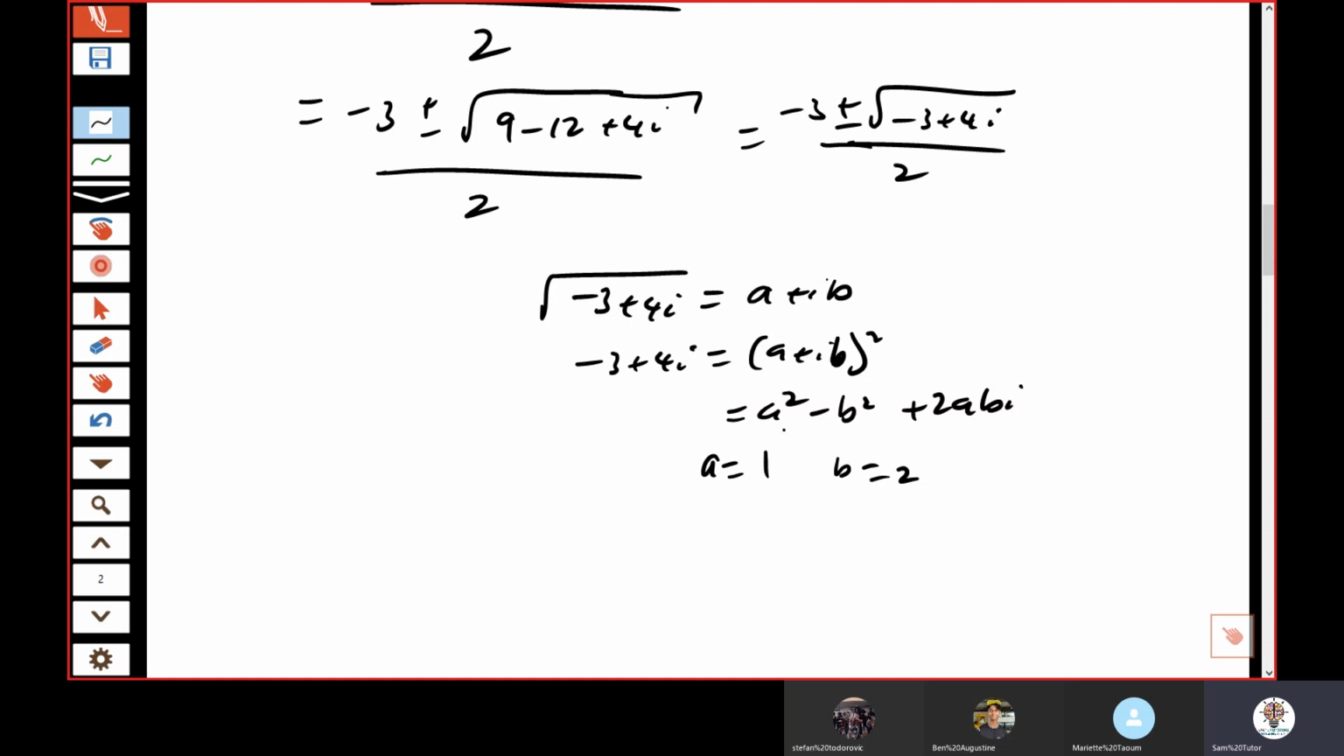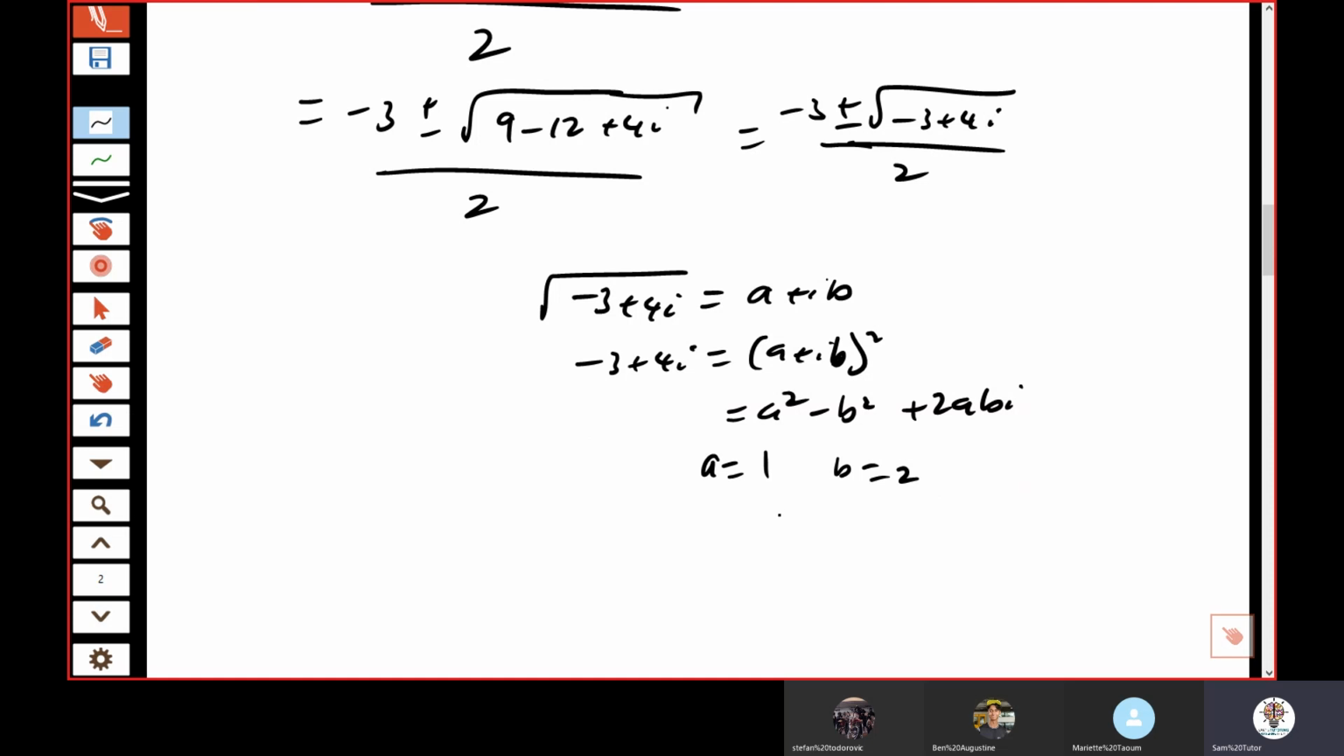Let's see if you're right. 1 take away 4 is negative. I think you're right. Negative 1, and then what, B is negative 2? Yeah, it works. You're right. A is 1, B is 2. Yeah, I'm happy with it. What about you guys?